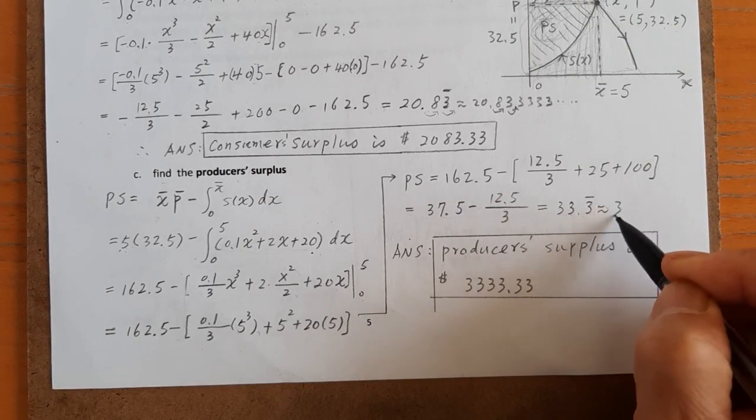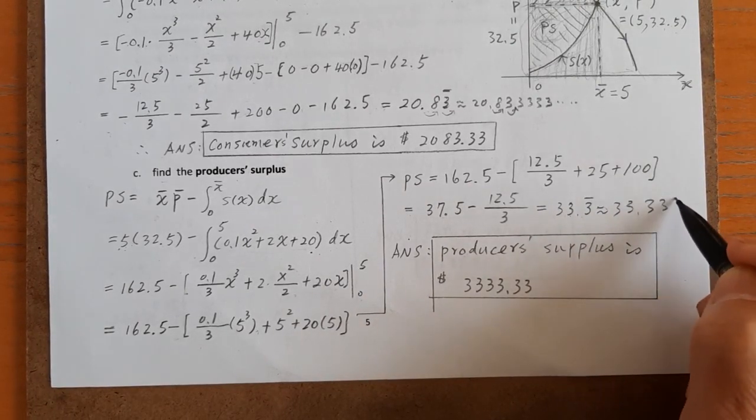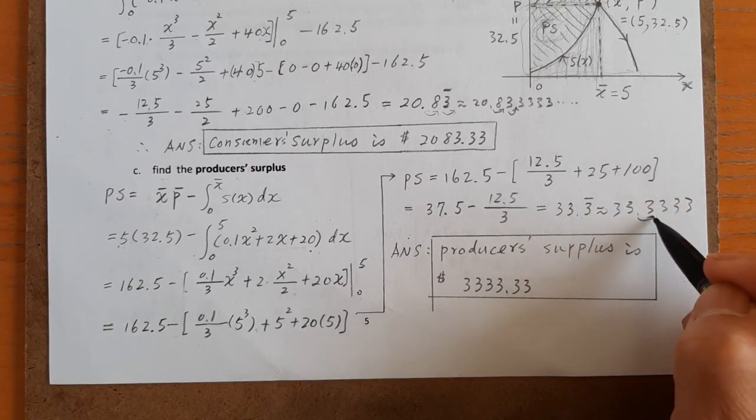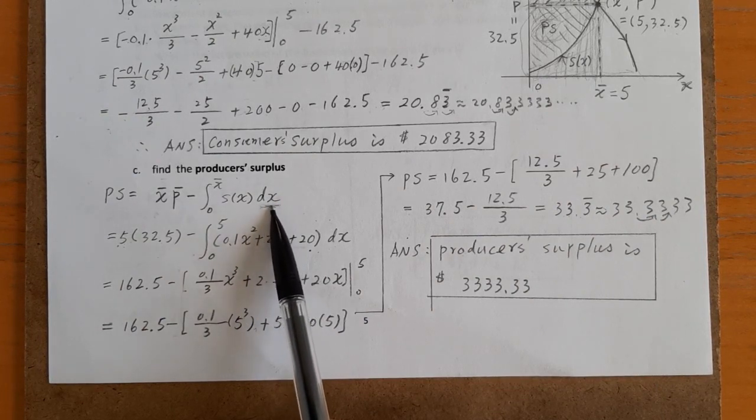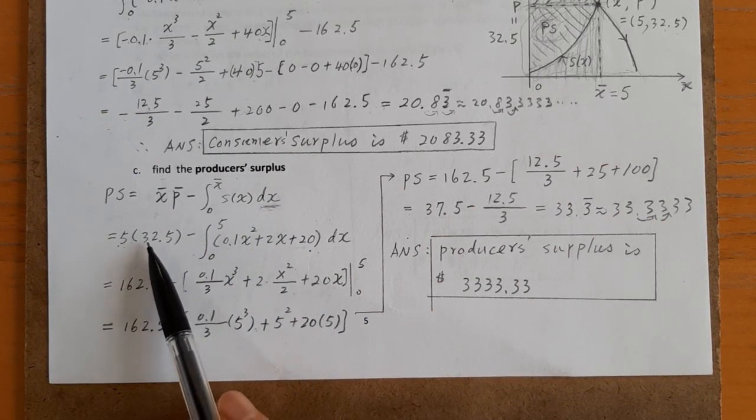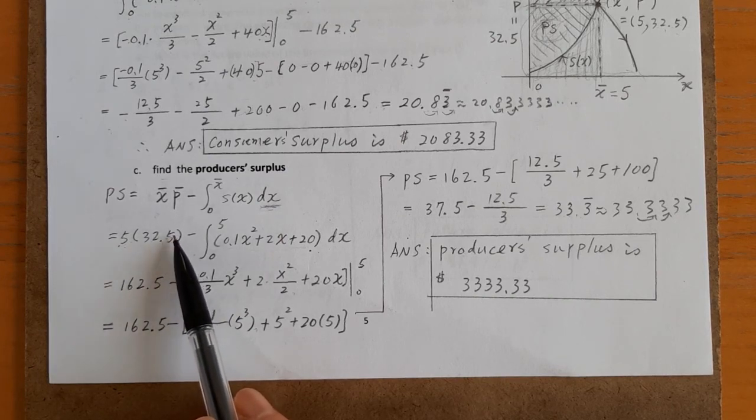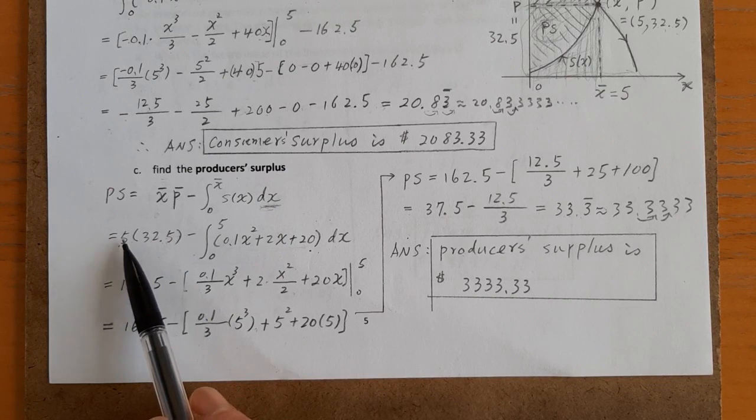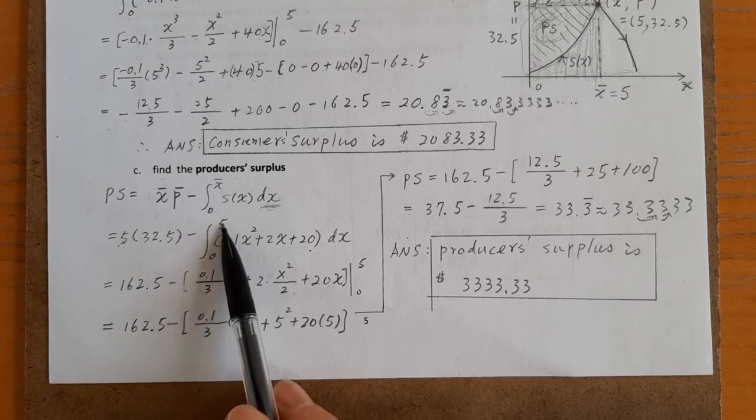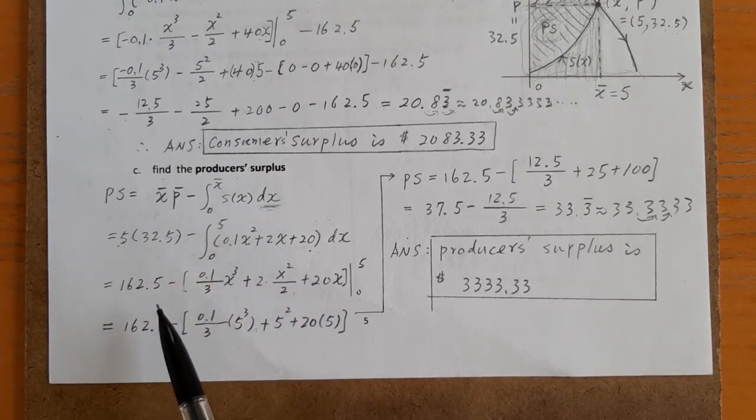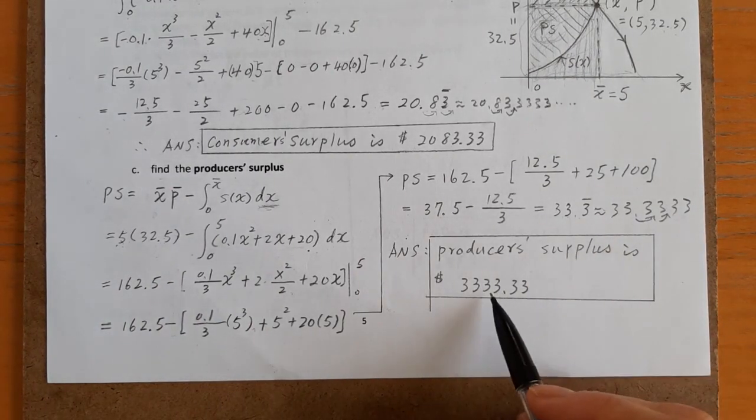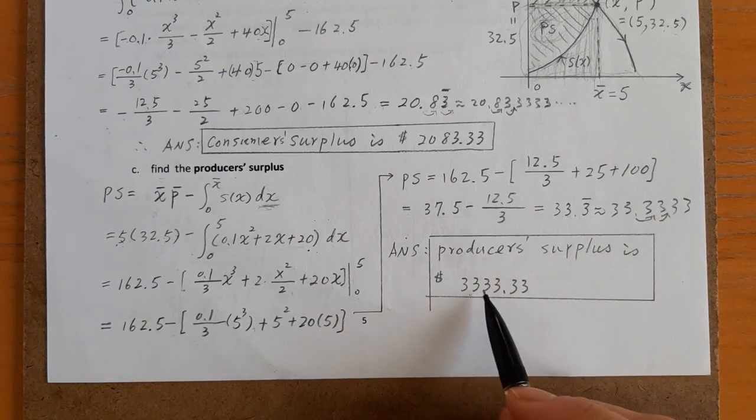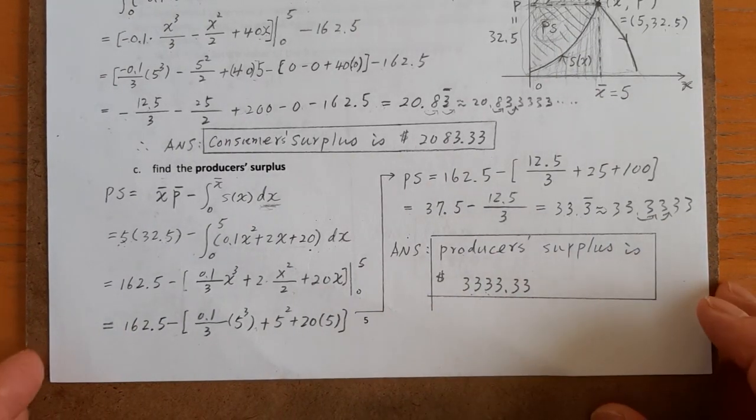That is 33.3333. Then you move the decimal, times by 100, because this x dx is in hundreds, like $32.5 times 5. 5 is 500, 0 to 5 is 0 to 500. X is in hundreds, but here we only use 5. So we have to multiply by 100. And so the producer surplus is $3,333.33.